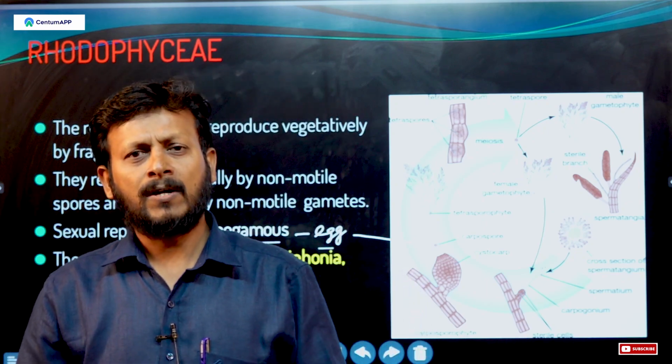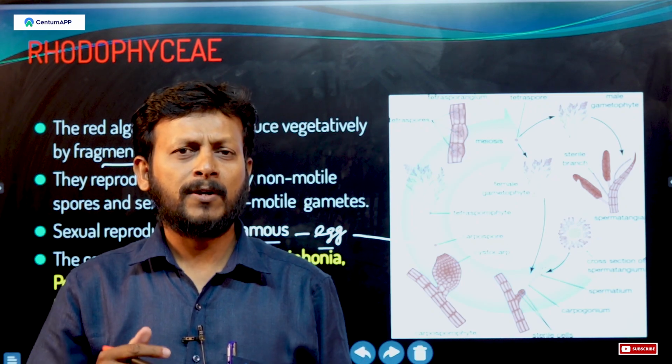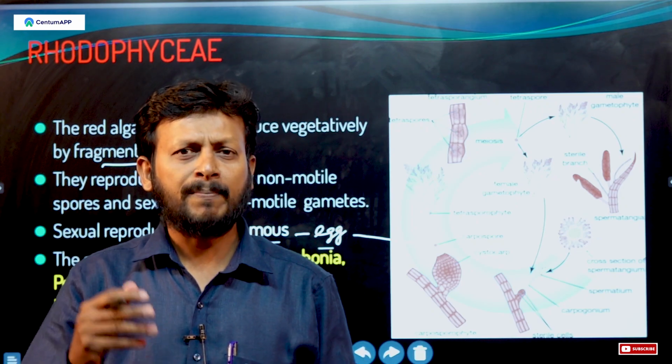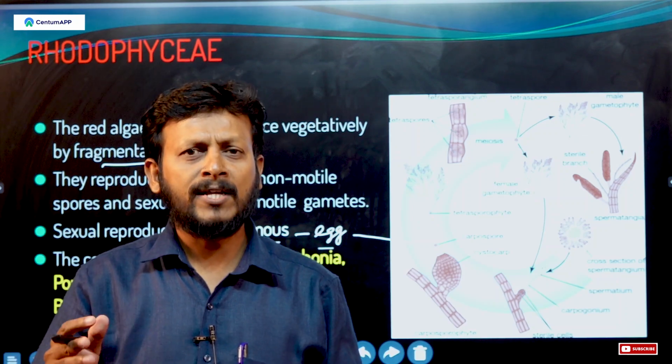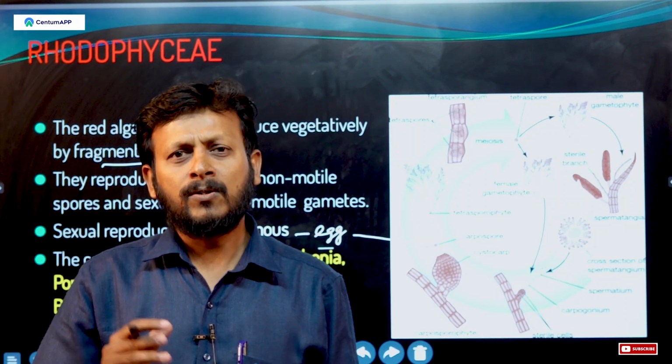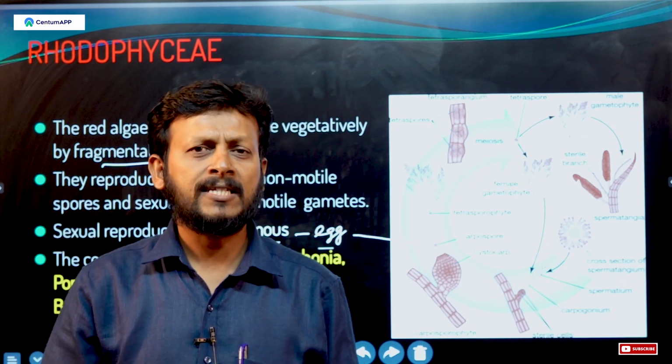In the next video we will discuss bryophytes. What are bryophytes? Bryophytes are the amphibians of the plant kingdom. Why? They mostly occur in moist regions in soil, and depend on water for sexual reproduction.